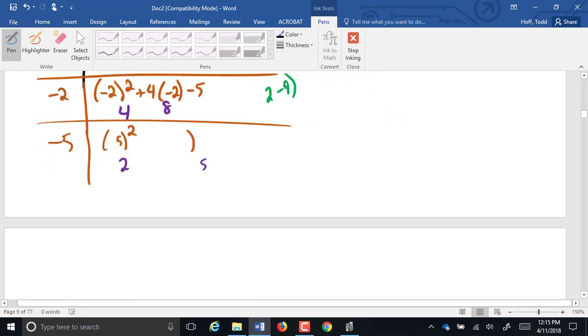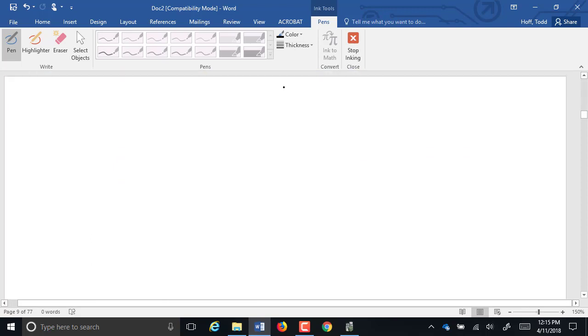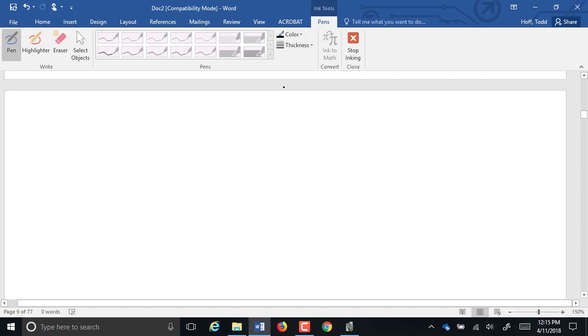Okay, so for now, we're going to be doing a lot of just plotting points, but we are going to look for special patterns in them.